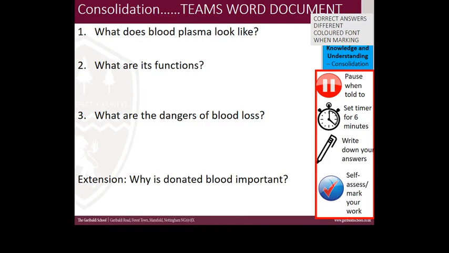Okay, so you are going to set your timer for 6 minutes. You're going to write down your answers on the team's Word document. Then you are going to unpause the video, then self-assess it. So pause when you're ready.